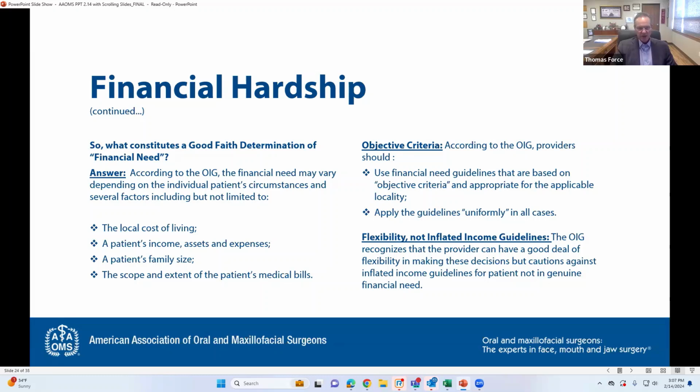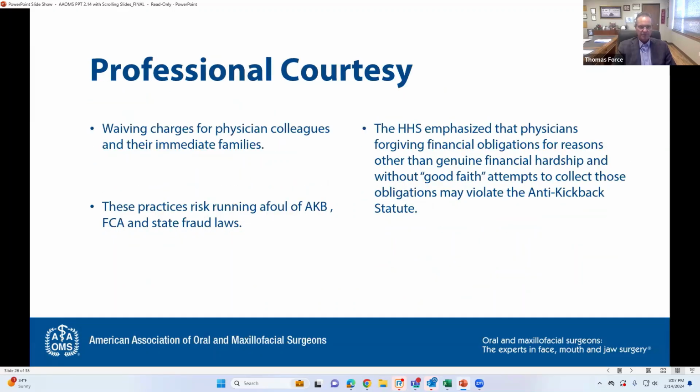That's really the key. It's okay for an insurance carrier or even the OIG to disagree with the granting of financial hardship. That's not terrible. But not having an objective financial hardship policy with supporting documents that's documented is a no-no. It's okay if they disagree with you sometimes. And again, you have to have flexibility, but you can't have inflated income guidelines that qualify for discounts.